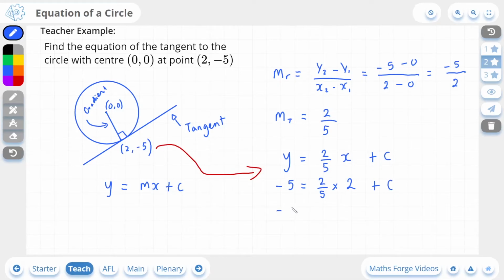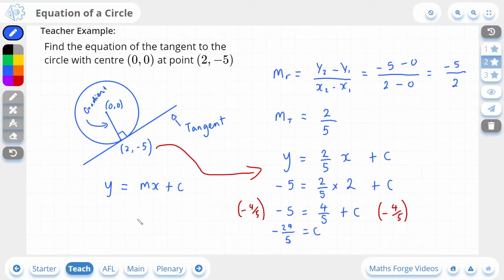Now, if we rearrange for c, we will get the y-intercept, since c is the y-intercept. So one more simplification. This is going to give us minus 5 is equal to 4 over 5, because of course 2 over 5 times 2 gives us 4 over 5, plus c. Now we subtract 4 over 5 from both sides to get c on its own. Minus 5 minus 4 over 5 will give us minus 29 over 5. And this is our y-intercept.